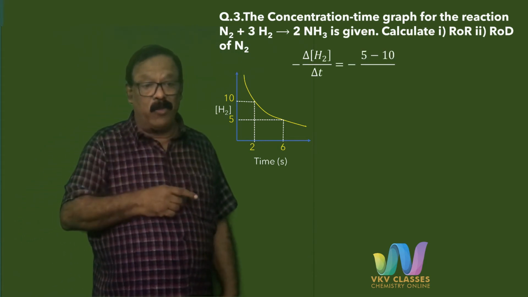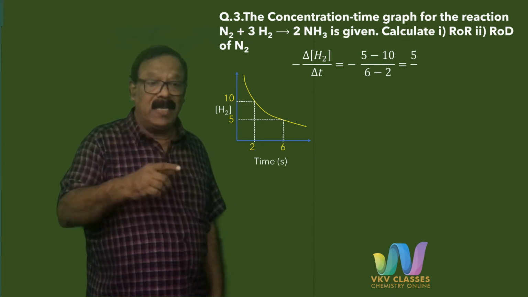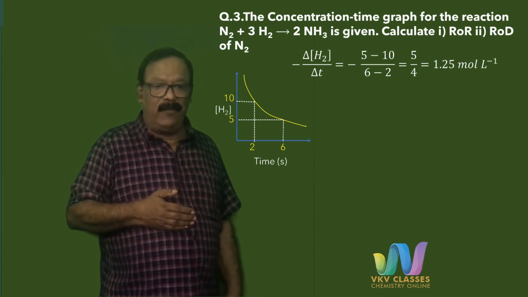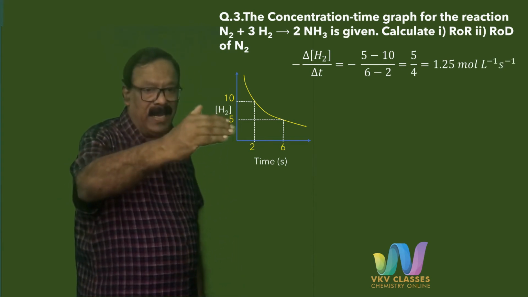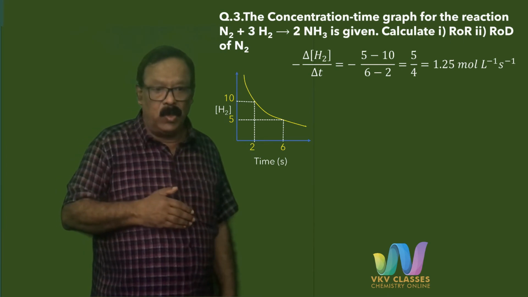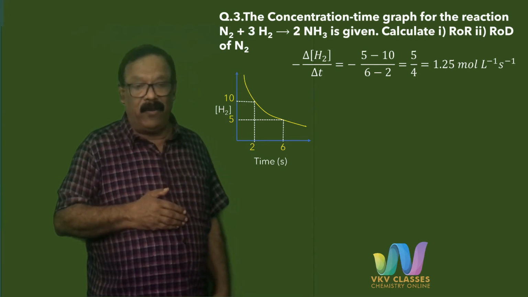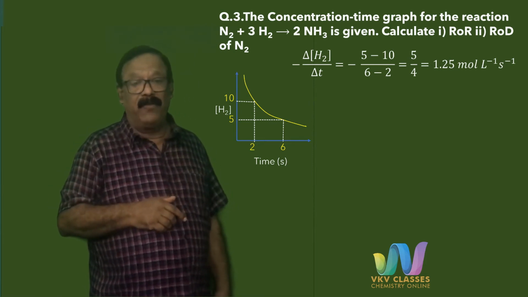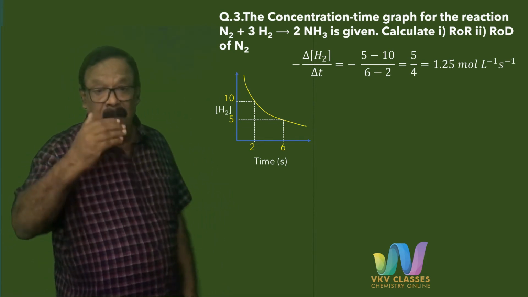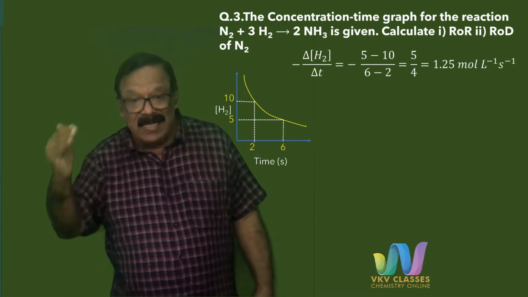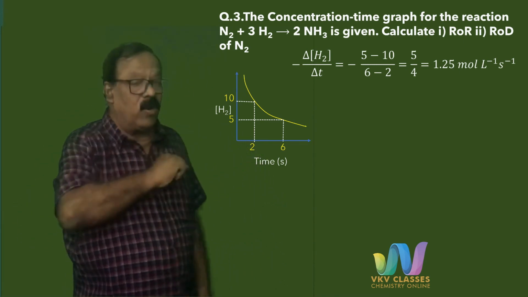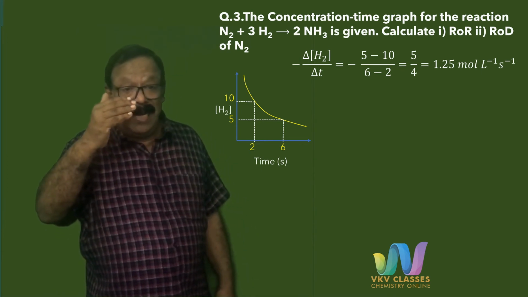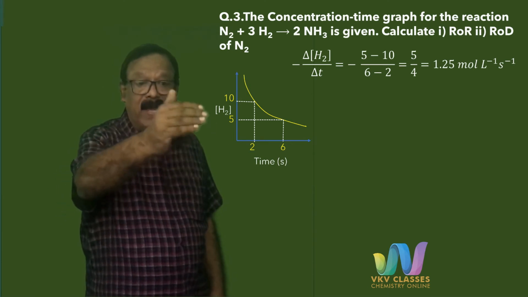So what will be the rate of reaction there? Remember that what is given is hydrogen. So the rate of hydrogen is disappearing. So minus delta H2 by delta T will be equal to 5 minus 10 by 6 minus 2 equal to 5 by 4. Minus 5 by 4. Minus of minus becomes plus 5 by 4. You will get 1.25 mole per liter per second. Here time is given in seconds on the x-axis. So that is the rate of disappearance of hydrogen given from the graph.